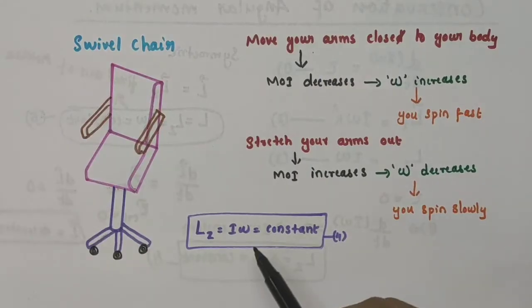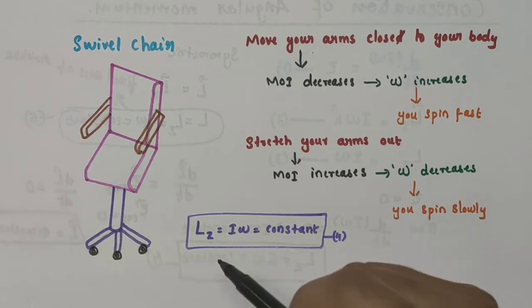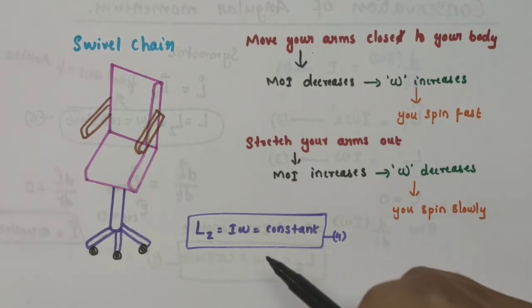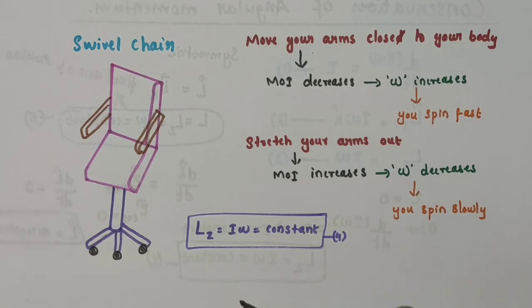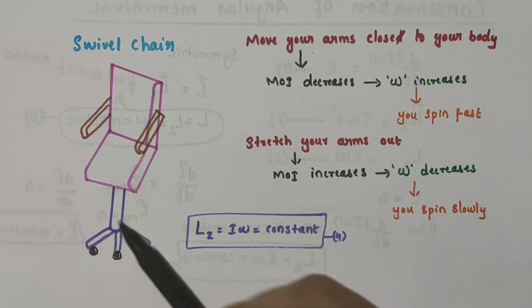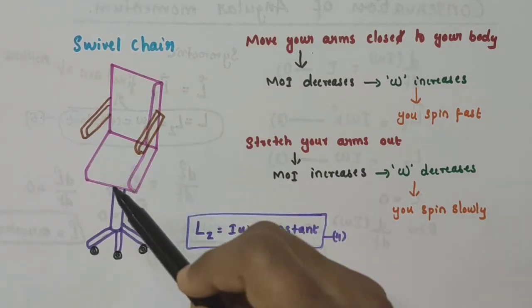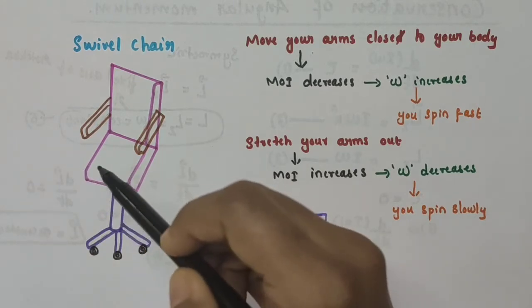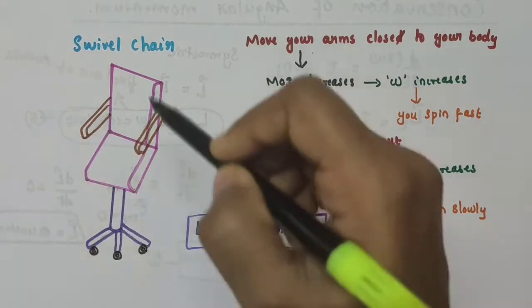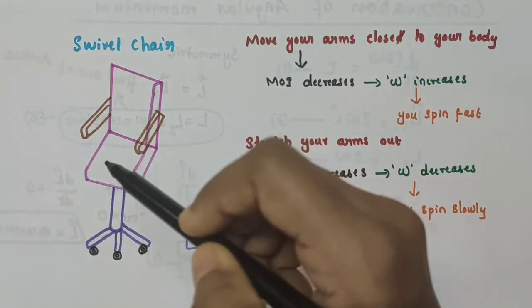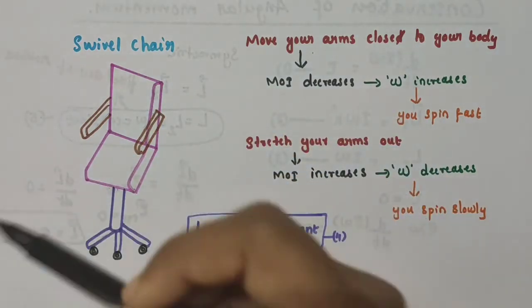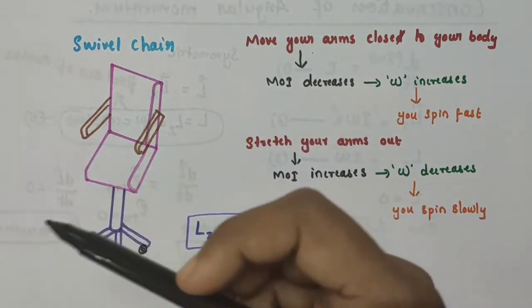Now, see this law of conservation of angular momentum and this equation number 4, which is L equal to I omega equal to a constant, can be applied to so many situations that we come across in our daily life. For example, you just sit on a swivel chair. It is a chair with a seat able to be turned on its base to face in any direction. You might have sat on this.